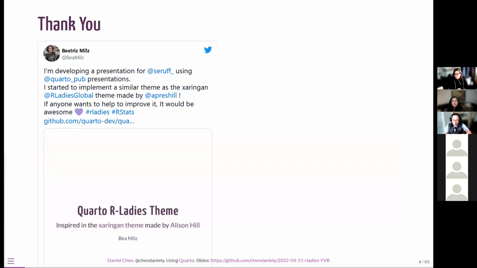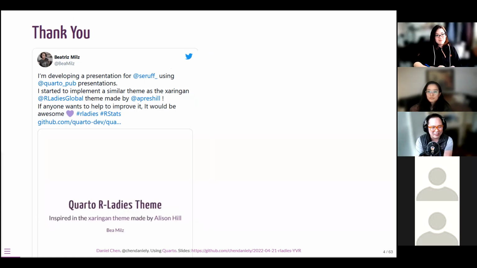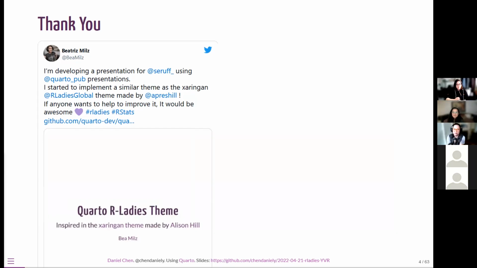Another thing, this deck is made using Quarto, which is essentially the next iteration of R Markdown. If you notice that the color scheme highly matches the RLadies theme, that is because Beatriz, who I think is from Brazil, translated this theme over from Allison's theme that uses Xaringan. So that's why things look the way they do.